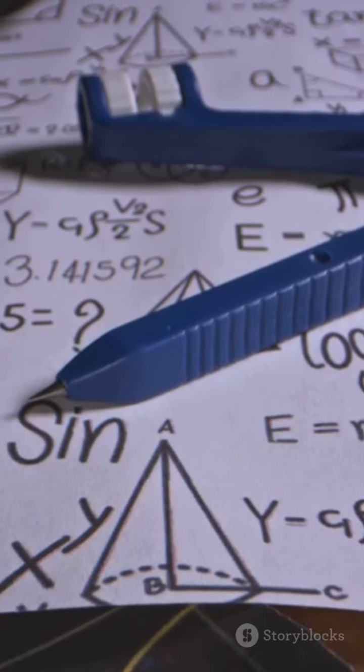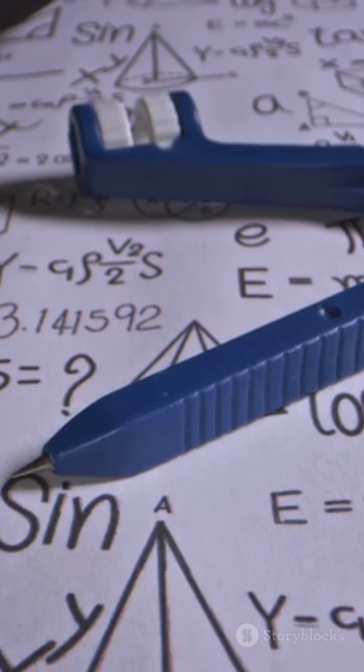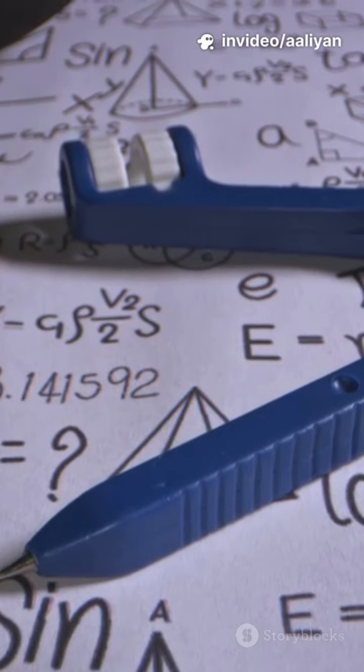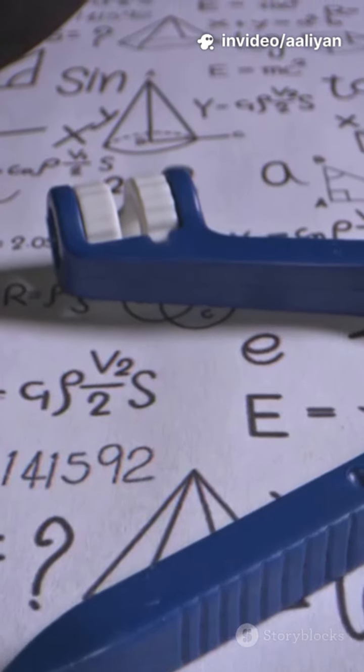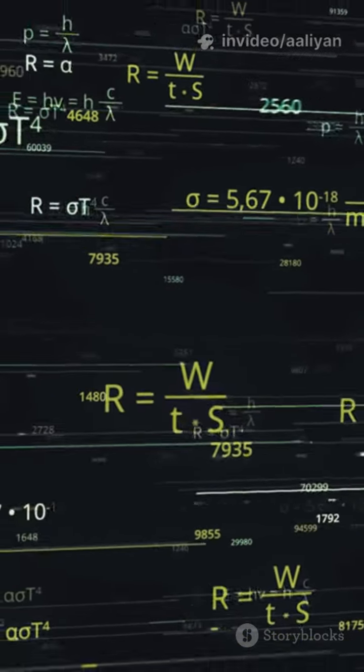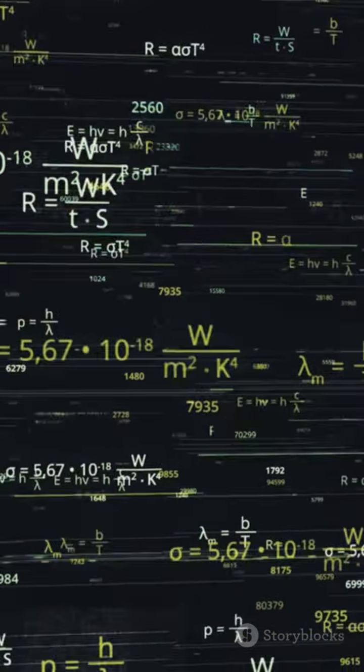Level up, identities. Pythagorean: sin squared a plus cos squared a equals 1. Always. Tangent identity: 1 plus tan squared a equals sec squared a. These let you simplify gnarly expressions fast.